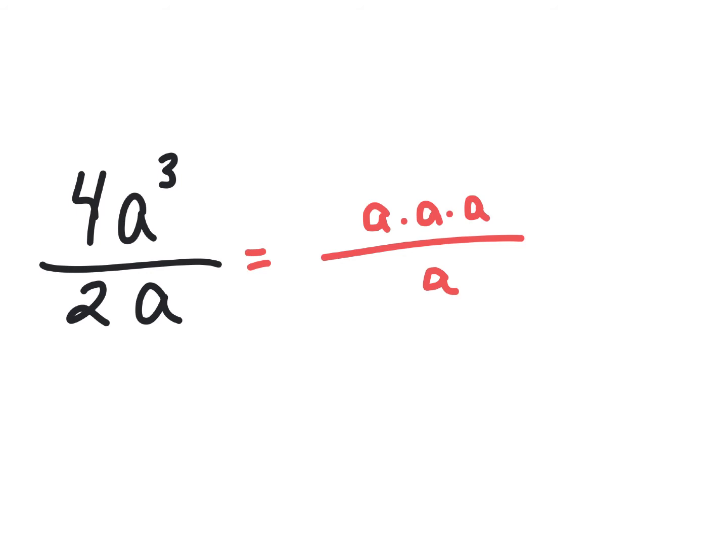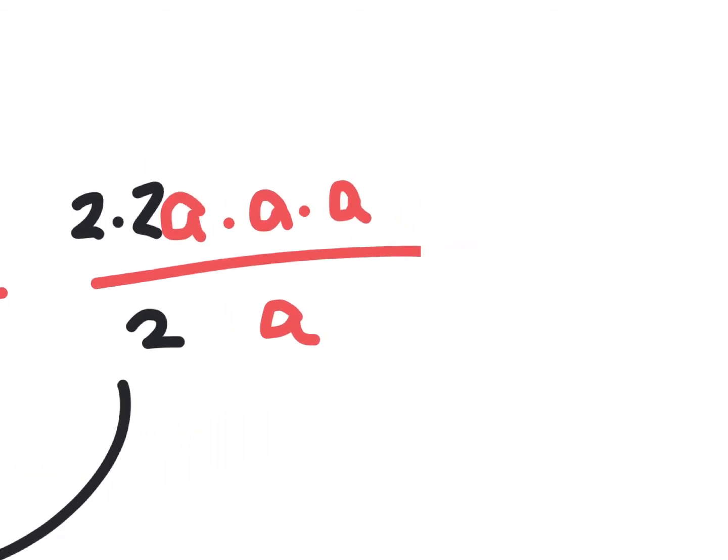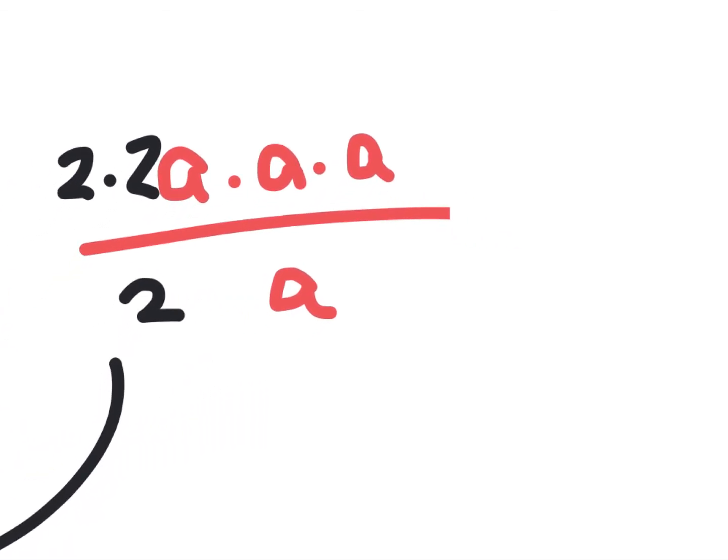Instead of going, well, should I subtract the powers on the a? Should I add the powers on the a? Should I move the a from the bottom up to the top? Just keep it simple. Write out what it means. And that 4, that's really 2 times 2. And that 2 down there, that's just still a 2. Because if you write it like this, everybody knows that this cancels this, and that can cancel that, and then that's the answer.